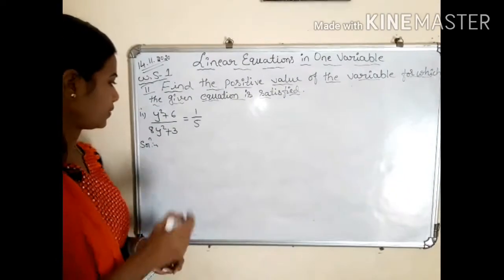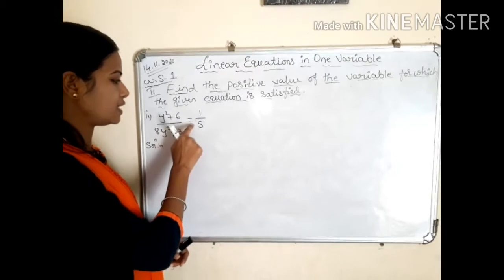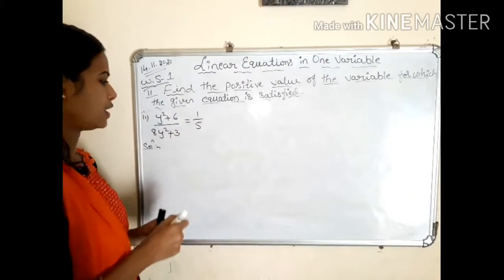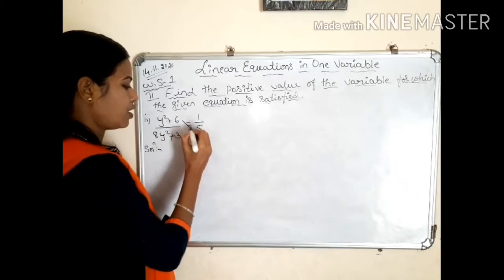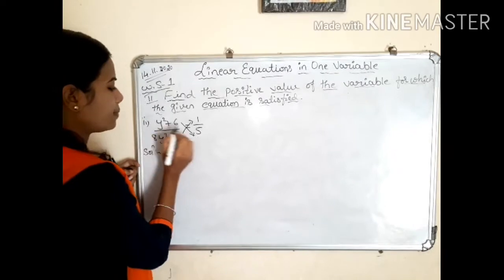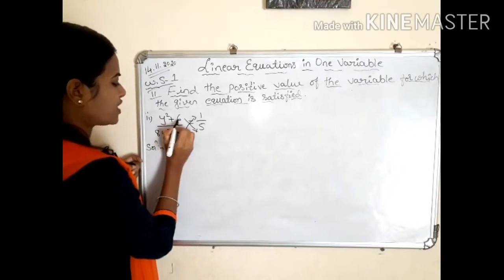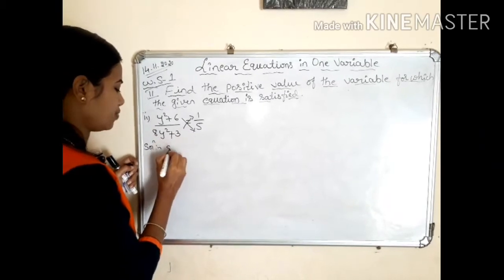Second question. (y² + 6)/(8y² + 3) = 1/5. Here, same as the first question, we have to solve it the same way. First step, go for cross multiplication. Multiply 5 into (y² + 6) is equal to 1 into (8y² + 3).